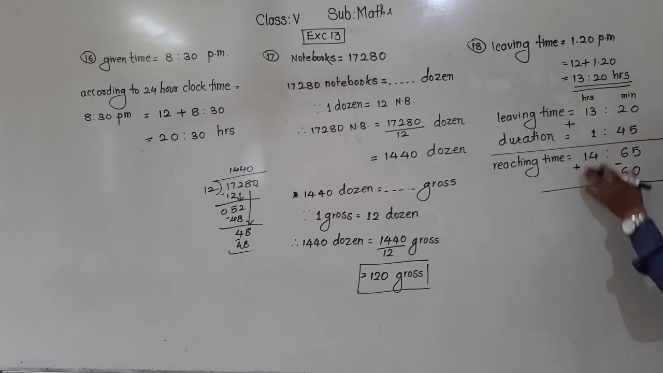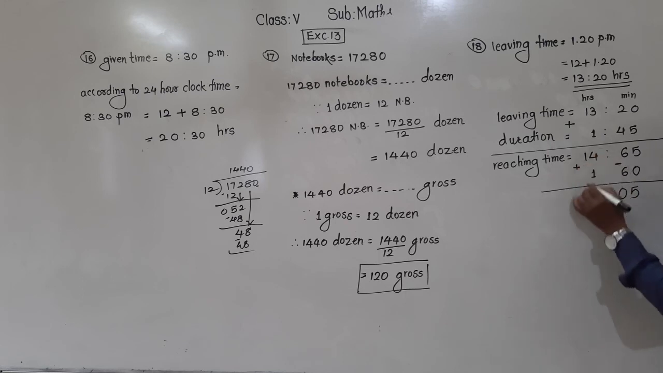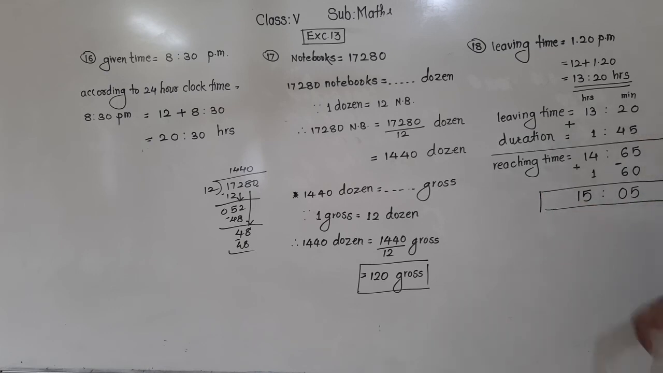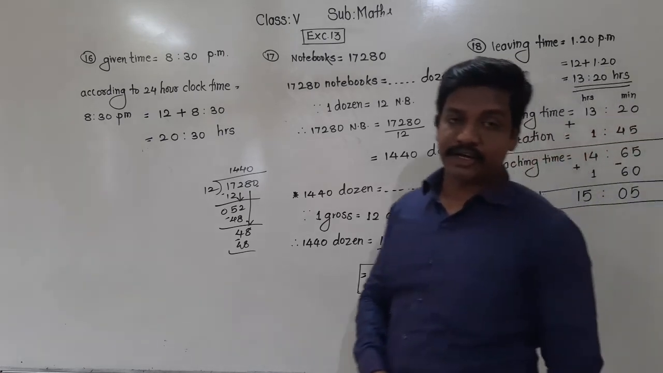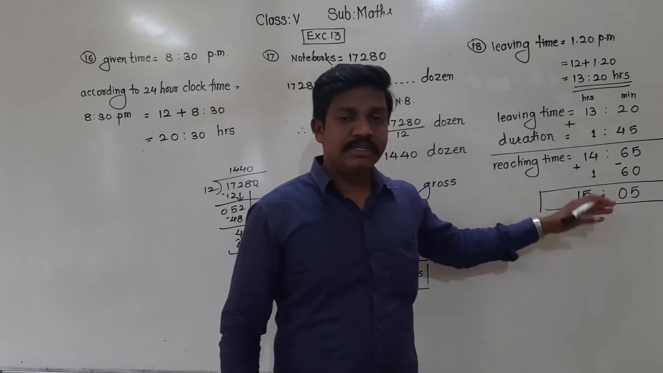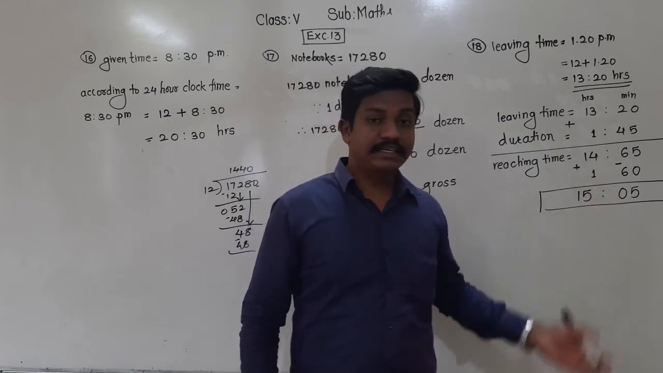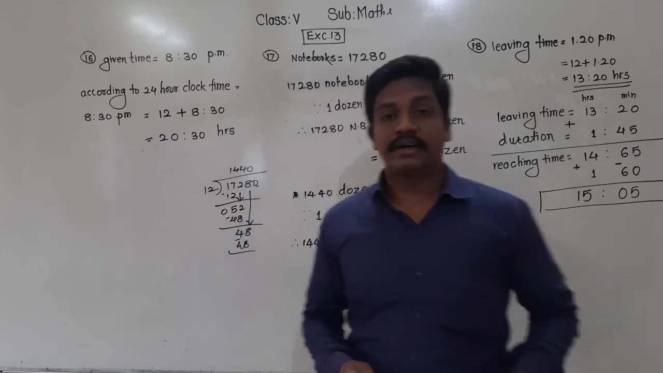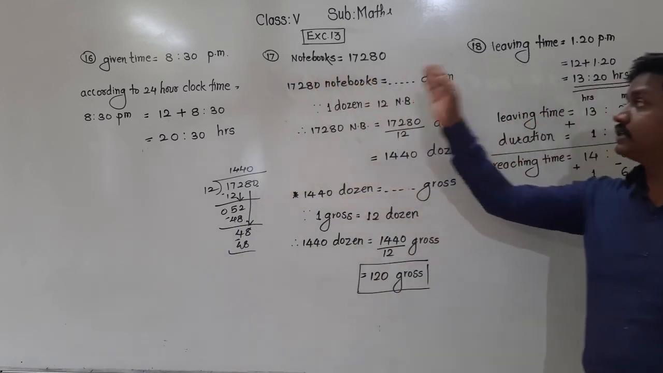Now after this, what remains? From 65 minutes, 60 minutes are subtracted, remains 5 minutes, and here 14 plus 1, 15. So this is the reaching time of that bus to Lonavala, 15 hours 5 minutes according to 24-hour clock. And according to 12-hour clock, from 15 subtract 12, remain 3:05 p.m. Afternoon. So this way we have solved question number 16, 17, 18.